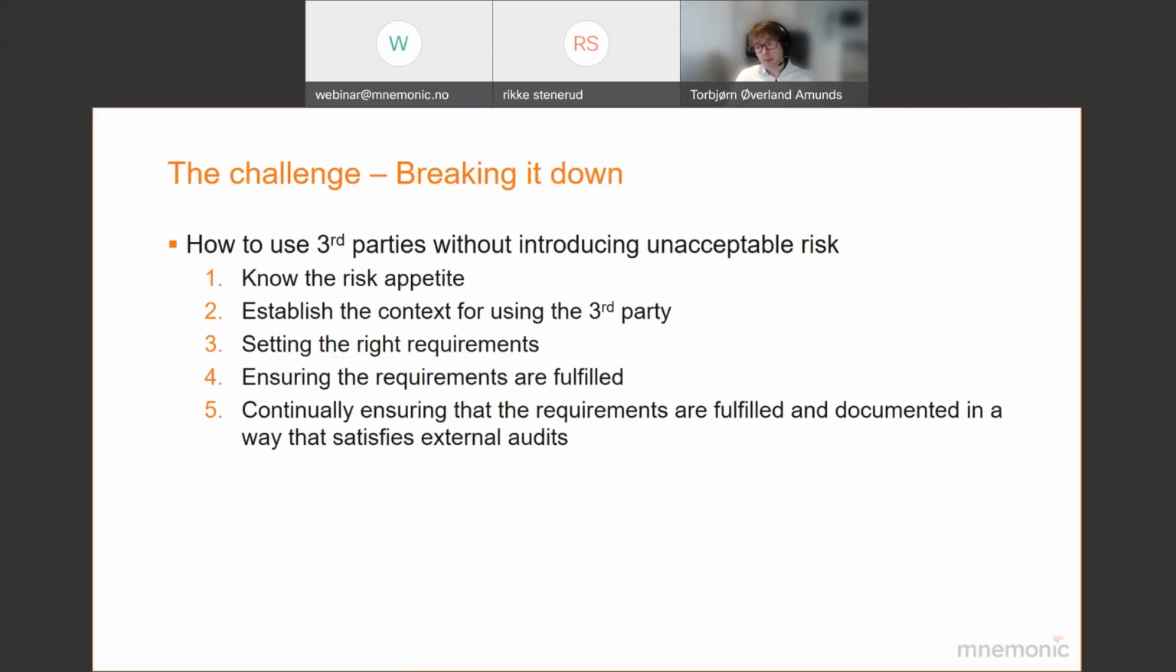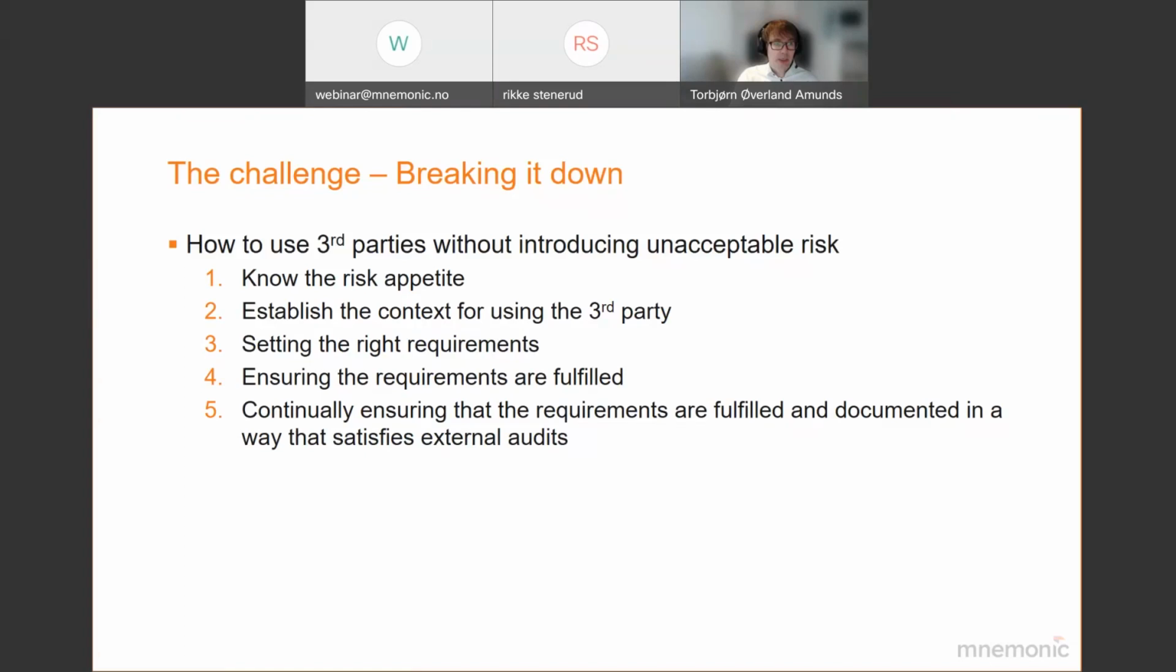Now, in my experience, it's numbers 1 to 3 that cause the most challenges, and perhaps most of all, number 3, setting the right requirements. That's difficult because it's complex. If you're able to do number 3 right, which also assumes you've been doing numbers 1 and 2, of course, then 4 and 5 aren't that problematic to do, although it can be very time-consuming, but it's not especially complex. So I will be spending most of the time on number 3.